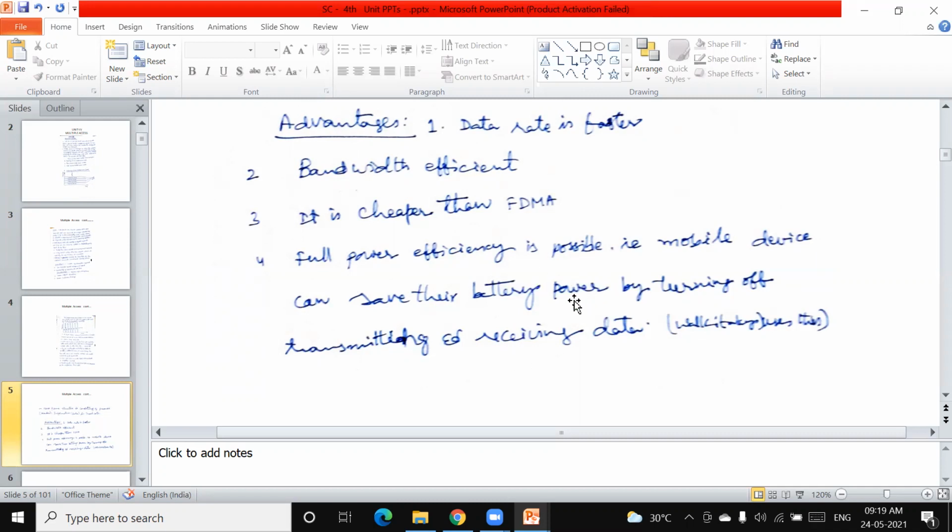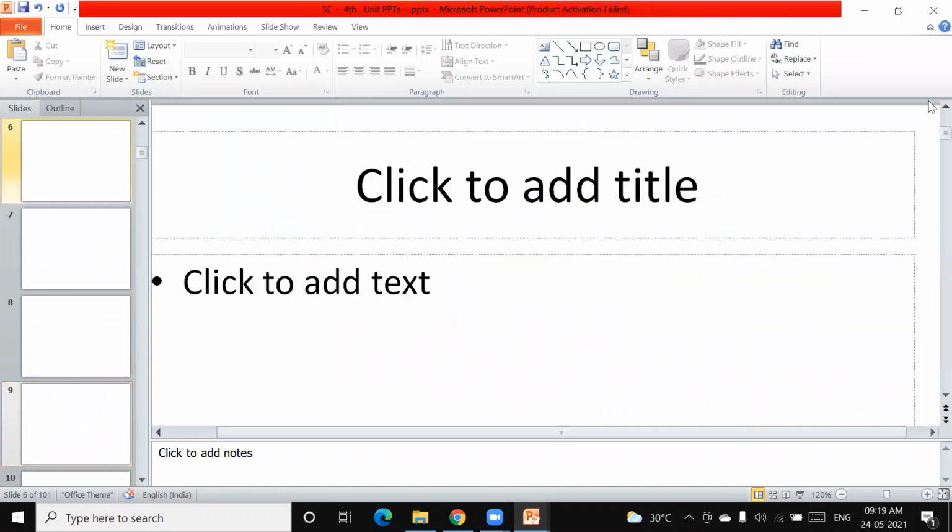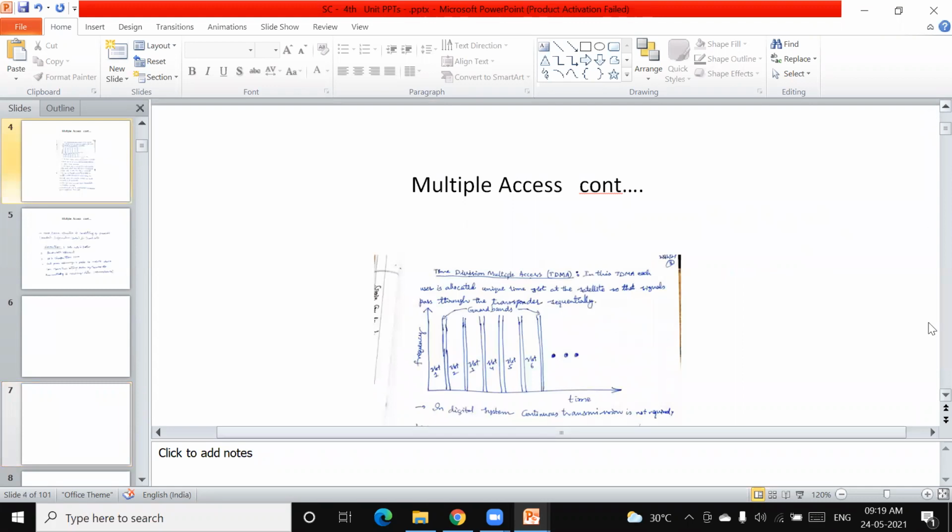If you do not want to have this communication, then you can simply switch off the mobile device, and it can save its battery by turning off transmitting and receiving data. If you switch off this mobile, the power can be saved. The example for this is the walkie-talkie. In a particular time slot, one is speaking and the other one is waiting. Like this, you can give this example.